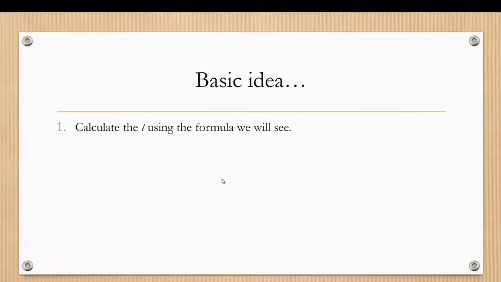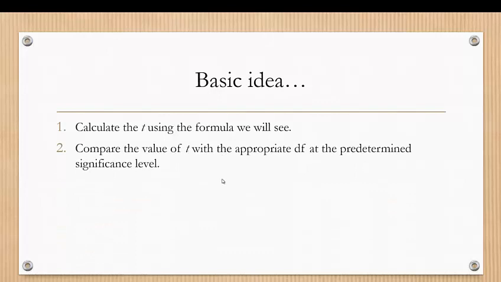So the basic idea here is we're going to calculate the t, find our t value using one of the formulas that we'll see. We'll compare our value of t with the appropriate degrees of freedom at the predetermined significance level. And remember, we've always talked about predetermined significance levels, and this typically is at the 0.05 level.